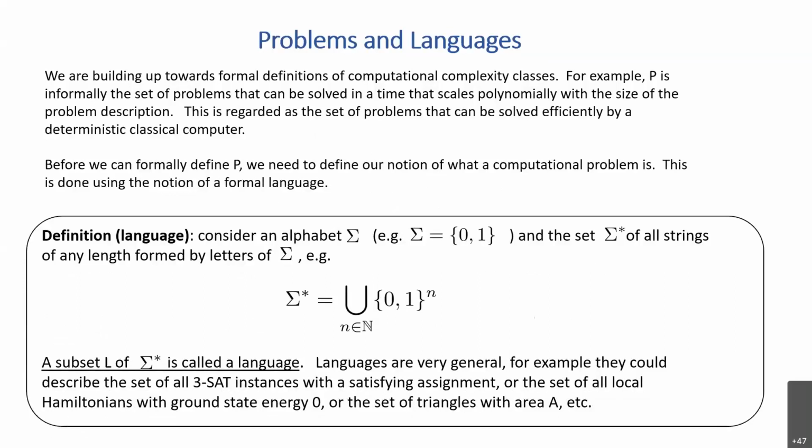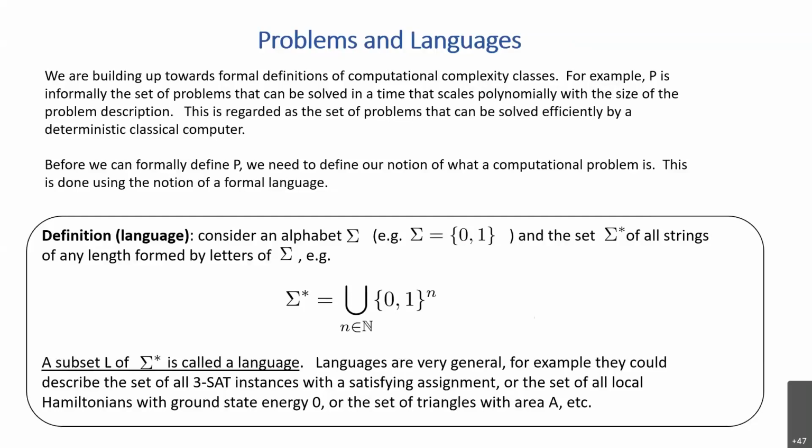Okay, so we're building up to these formal definitions of computational complexity classes. So you may have heard that P is the set of problems that can be solved in a time that scales polynomially with the size of the problem description. So let's kind of make that formal. Okay, so this is also kind of associated with our notion of problems that can be efficiently solved.